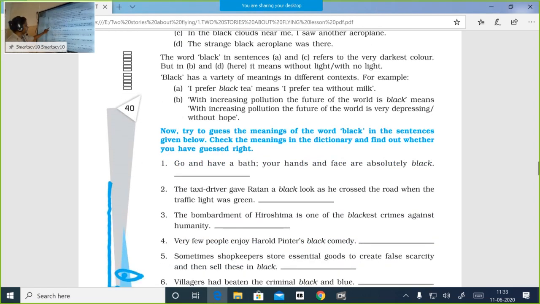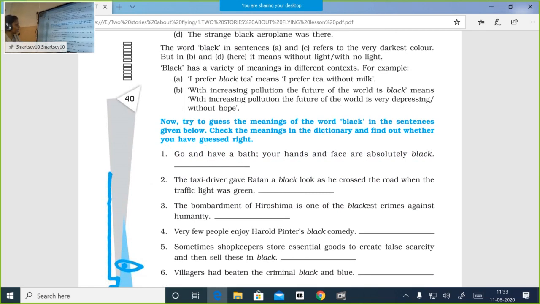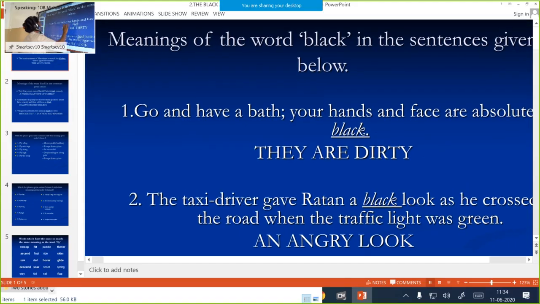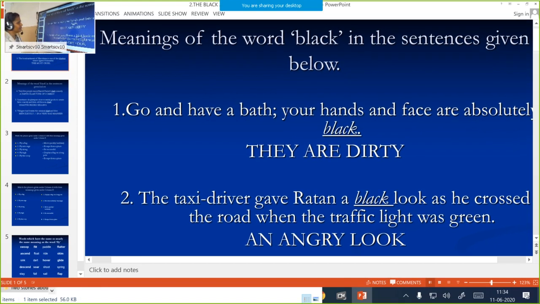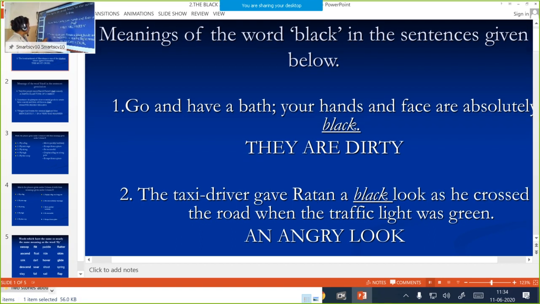So the next exercise is based on the word black. What does the word black suggest in these sentences? You are asked to give the meanings of the word black in the sentences given below. You can go for the first sentence. Go and have a bath. Your hands and face are absolutely black. What does the word black mean in this particular context? The meaning is they are absolutely dirty.